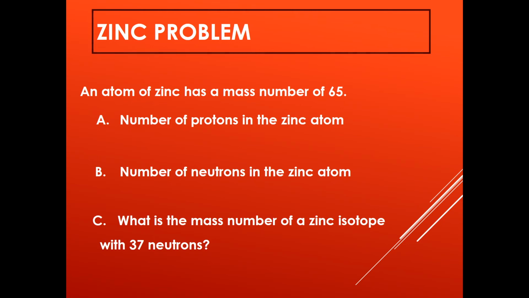If it has 30 protons, what would be the number of neutrons? So remember, number of neutrons will be equal to the mass number minus the number of protons. So 65 minus 30. So it has 35 neutrons. What will be the mass number of a zinc isotope with 37 neutrons? So mass number is just number of protons plus number of neutrons. So 30 protons plus 37 neutrons gives you 67. So the mass number of a zinc isotope with 37 neutrons would be 67.